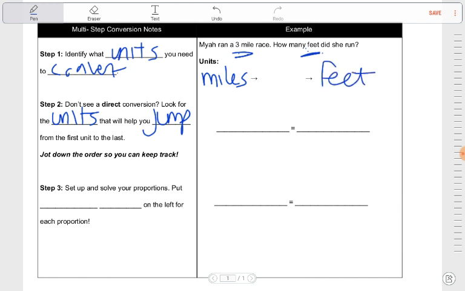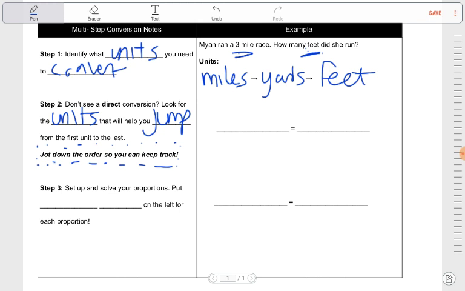Okay, you should look at your conversion chart and you should see that yards is going to help us. We can go from miles to yards, and then one of the conversions that you should memorize is our yards to feet. We like to jot down this order so that we can keep track. That's going to help us to convert fully.